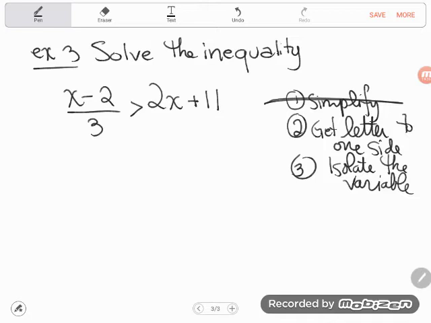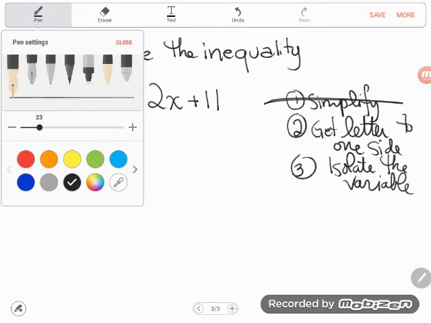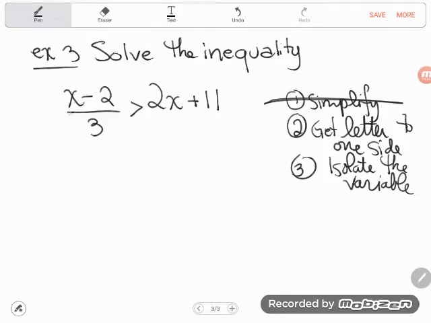Let me show you what I mean. Think about what this fraction here means. This fraction here means that this entire expression, x minus 2, is dividing by 3. Well, that's what a fraction bar means, divide by 3. I could get rid of the bottom of that fraction by doing the opposite of divide by 3. What is the opposite of dividing by 3? It's multiplying by 3. Let's do that. I'm going to take the entire left-hand side and multiply by 3.